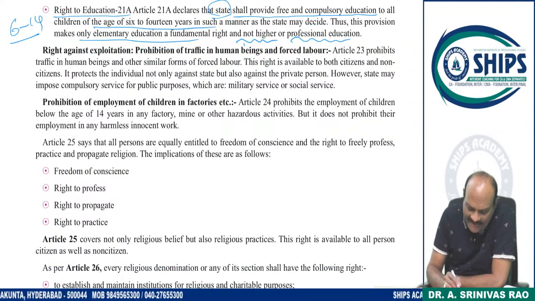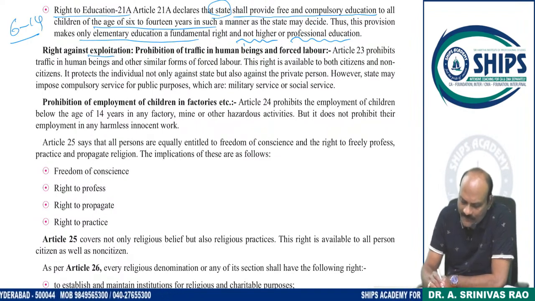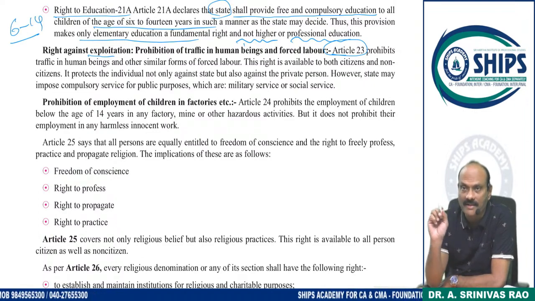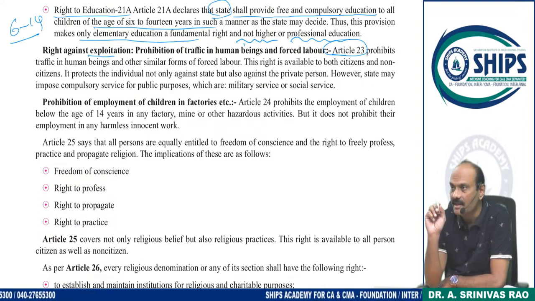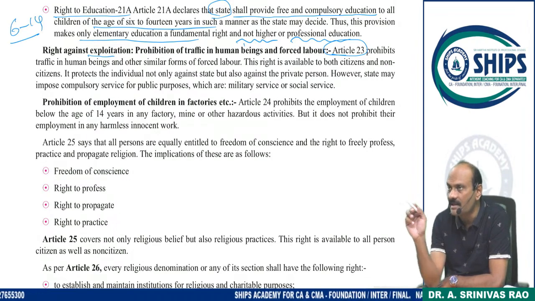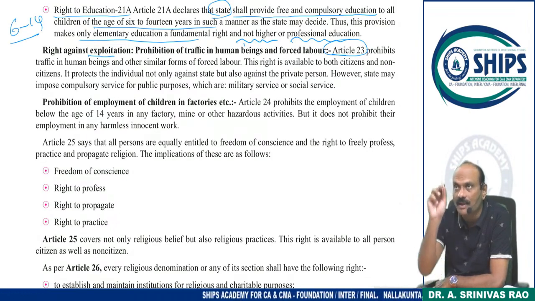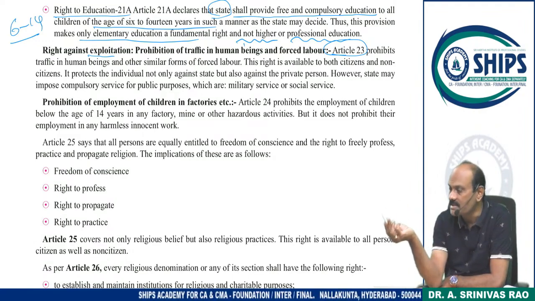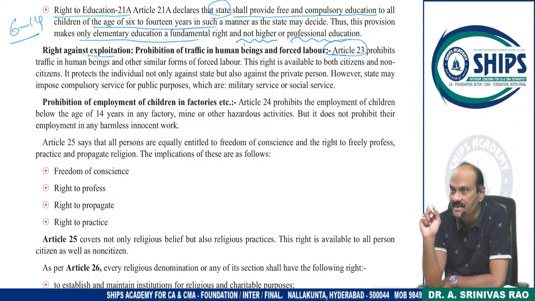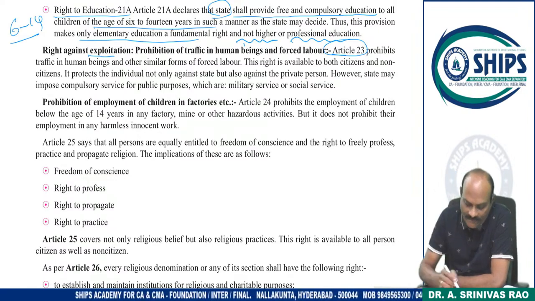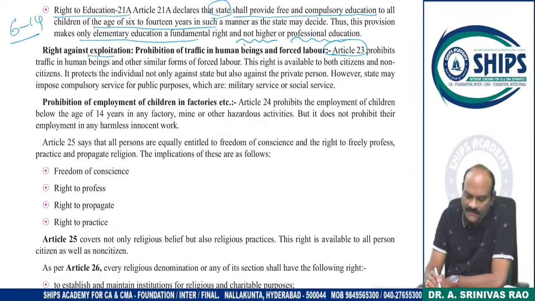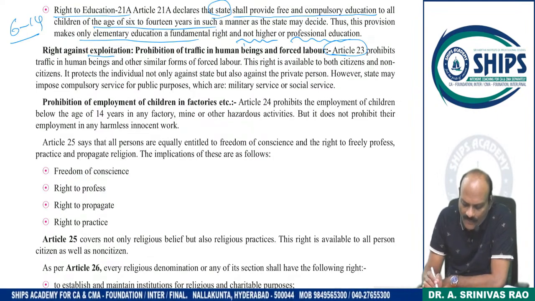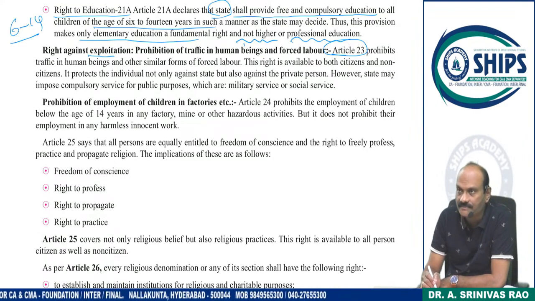Next one is the right against exploitation. This is Article 23. Write the article number and rule, then you are able to understand. On a piece of paper, write separately, Article 14 to Article 32, all the points. Then remember the article titles, that will be handy in your examination. Fill in the blanks questions are there, that will be helpful to you guys. This is the right against exploitation: prohibition of traffic in human beings and forced labor.